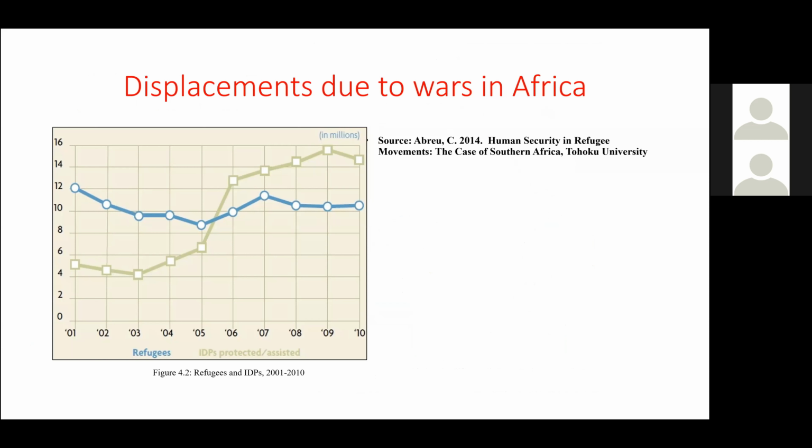Displacements due to wars in the African continent. Here it shows two situations, about refugees and about IDPs, which means internally displaced persons. We can see that the number of IDPs is larger than the number of refugees, especially from 2005 up to 2010. So, the wars in Africa. And unfortunately, Africans have never enjoyed peace.